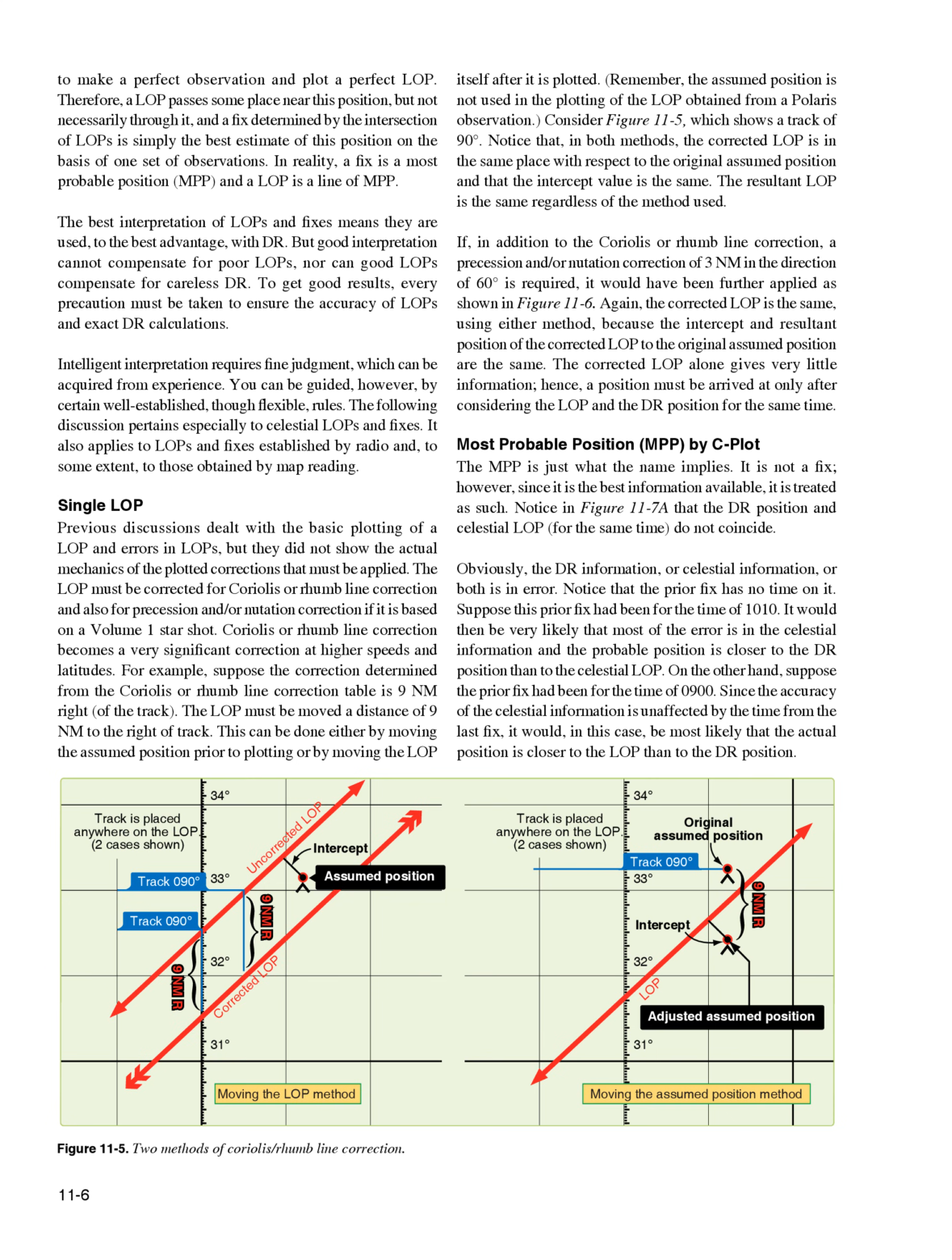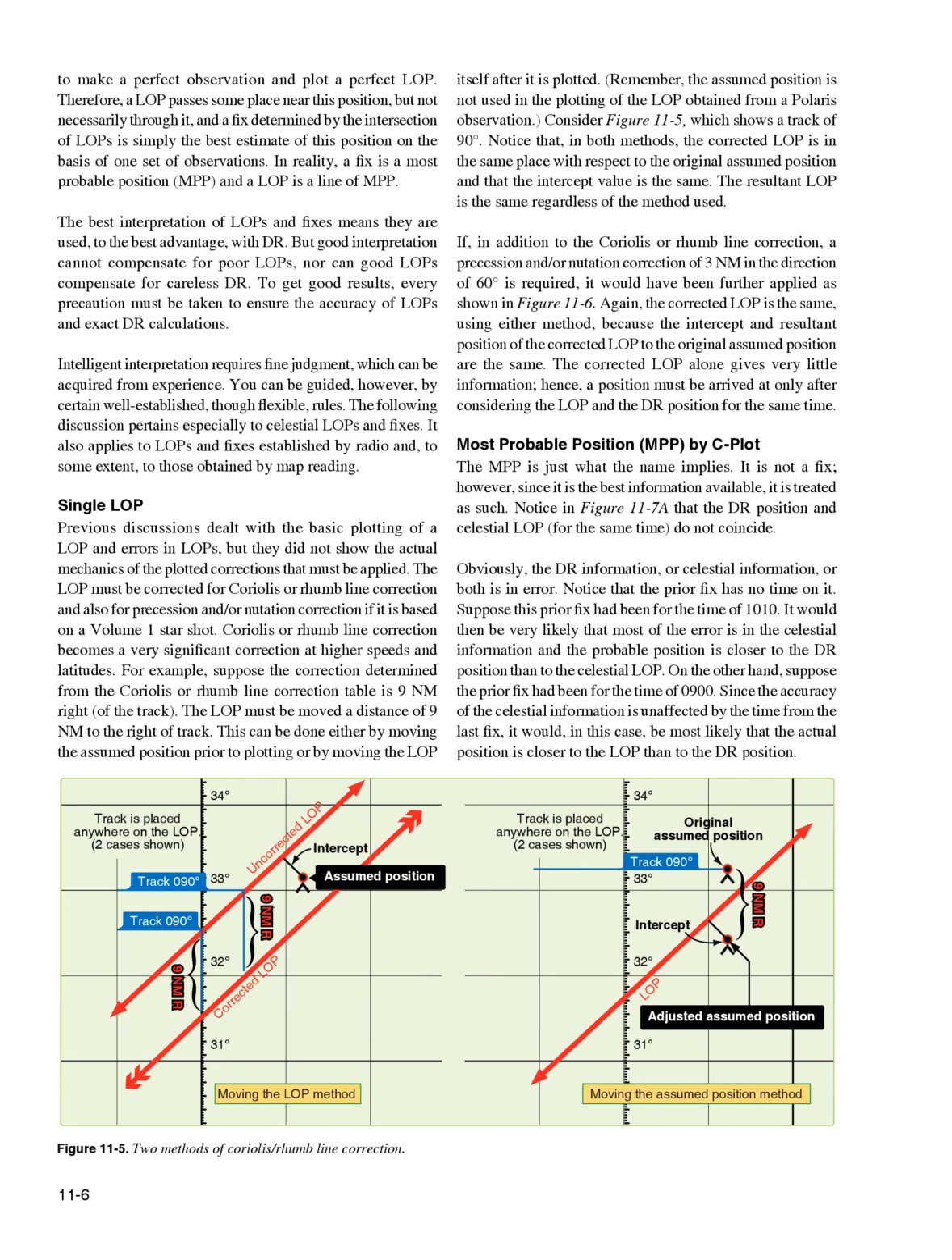Single LOP. Previous discussions dealt with the basic plotting of a LOP and errors in LOPs, but they did not show the actual mechanics of the plotted corrections that must be applied. The LOP must be corrected for Coriolis or rhumb line correction and also for precession and/or nutation correction if it is based on a volume 1 star shot. Coriolis or rhumb line correction becomes a very significant correction at higher speeds and latitudes. For example, suppose the correction determined from the Coriolis or rhumb line correction table is 9 nautical miles right of the track. The LOP must be moved a distance of 9 nautical miles to the right of track.